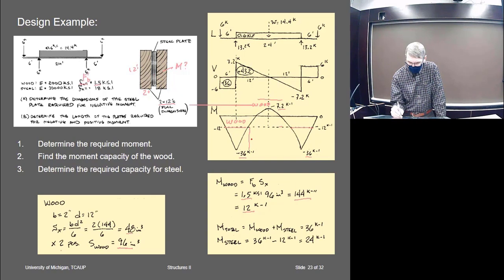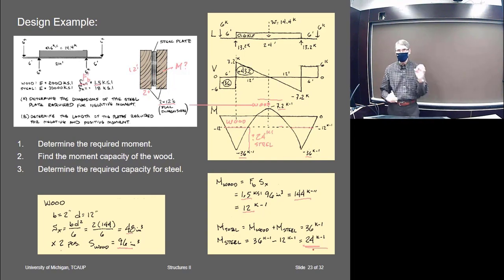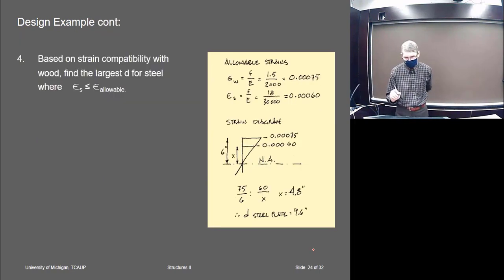And you say, okay, how much is that? Well, it's 36 minus 12, right? So that looks like 24 kip feet that the steel has to carry. So that's what we've got to find, a piece of steel. We just want a plate of steel that's able to carry 24 kip feet. So not too hard a problem, but we have to make sure we don't overstrain it.